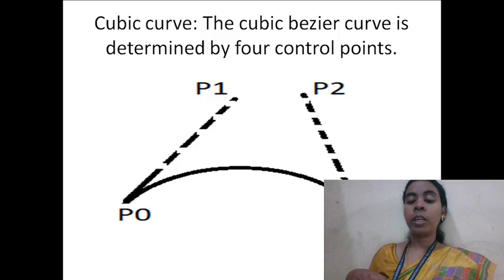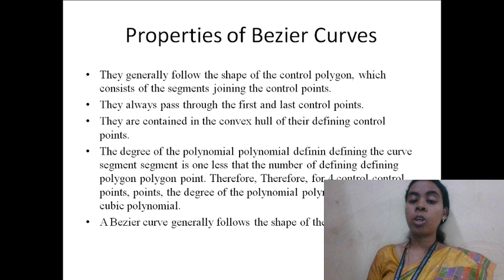Properties of Bezier curve. They generally follow the shape of the control polygon, which consists of segments joining the control points. They pass through the first and last control points. They are contained in the convex hull of their defining control points. The degree of the polynomial defining the curve segment is one less than the number of defining polygon points. Therefore, for four control points, the degree of the polynomial is 3, cubic.